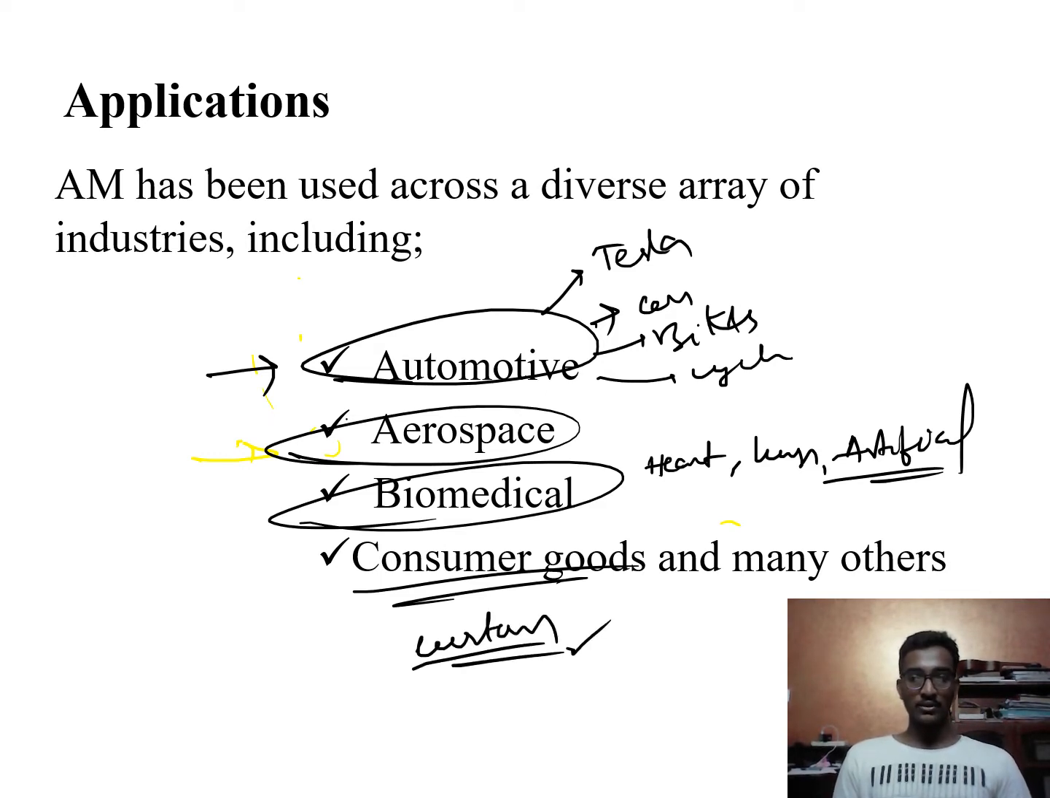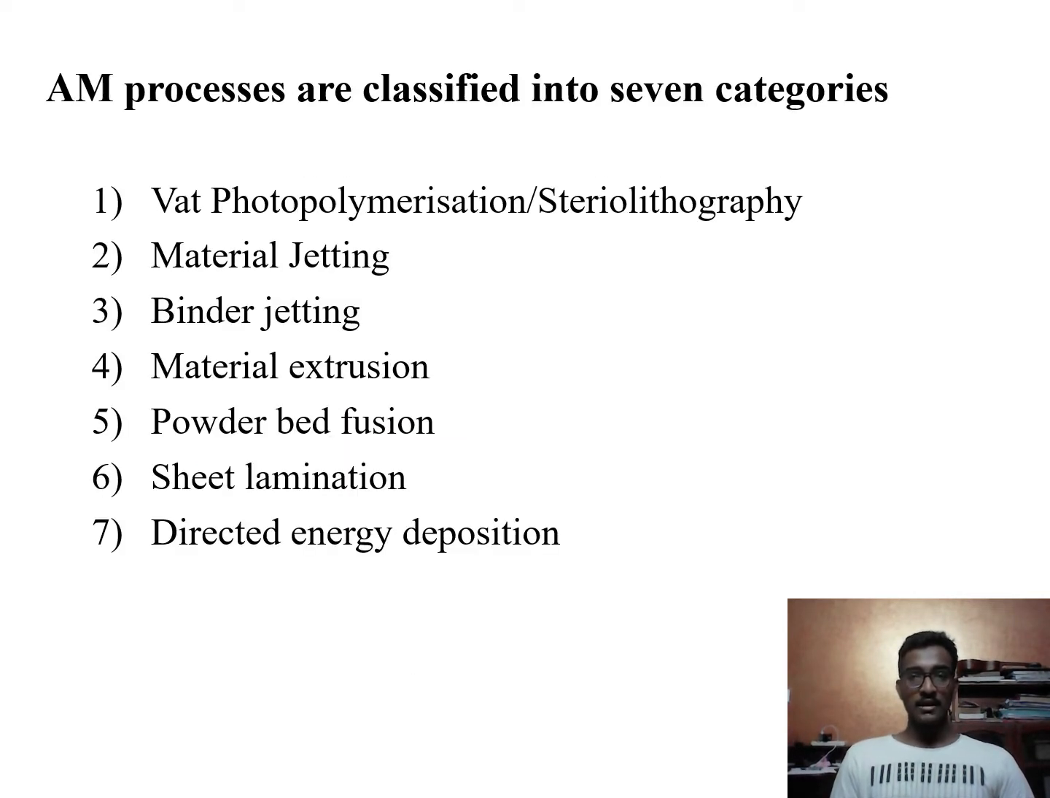So we can just use it to buy it, so it is really helpful for us. So let's go to the next. Additive manufacturing processes are classified into 7 categories. Basically these 7 categories are more important because mostly we see these 7 categories. So what are the 7 categories?